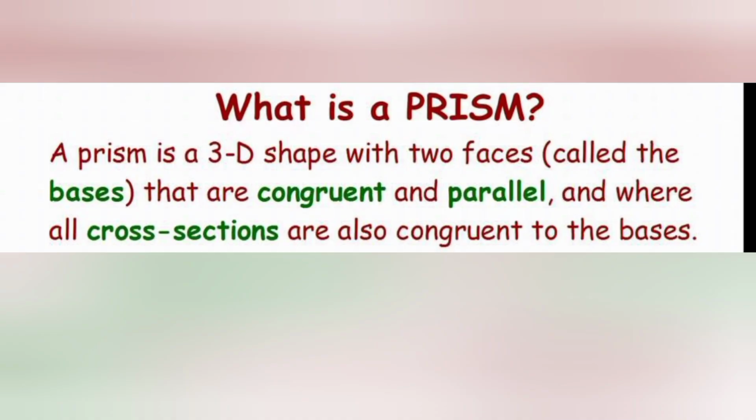What is a prism? A prism is a 3D shape with two faces called the bases that are congruent and parallel, and where all cross sections are also congruent to the bases. Look at this definition. It says that a prism is a three-dimensional shape and this shape has two faces, and these faces are called bases. They are congruent and parallel. And also all cross sections are congruent to the base.